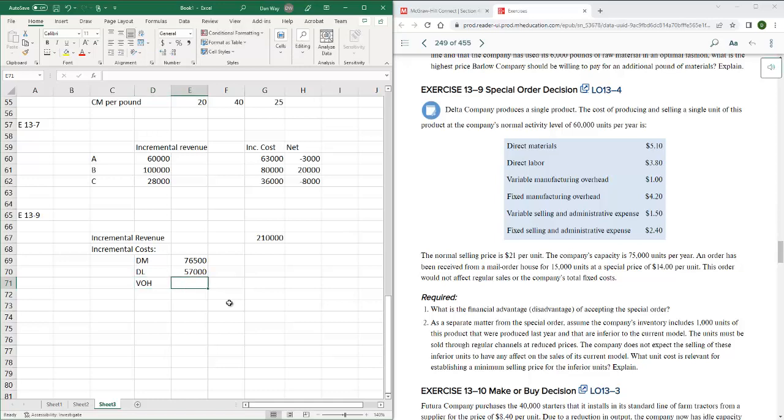Variable overhead, similar deal. That's $1 a unit. And again, this order is for 15,000 units. So there's $15,000. Now, fixed overhead is next.